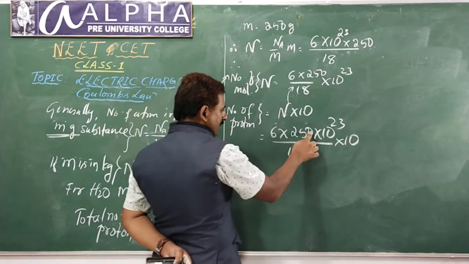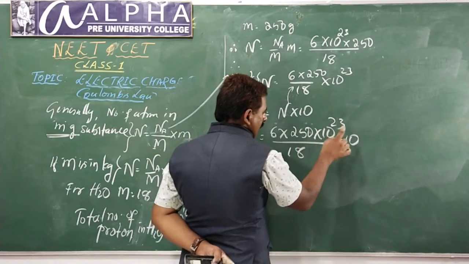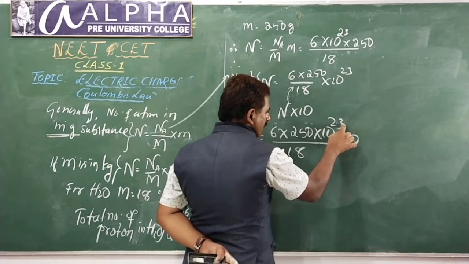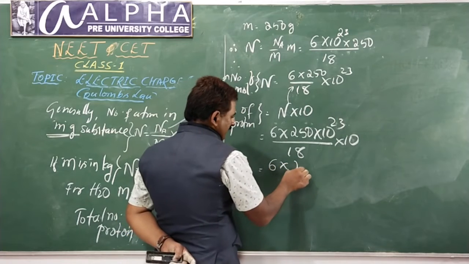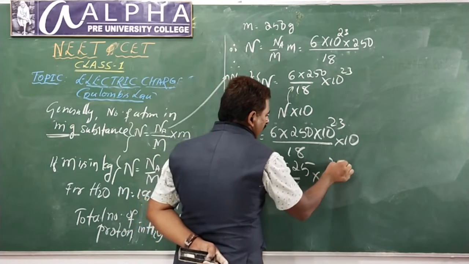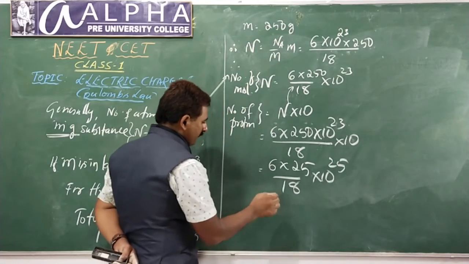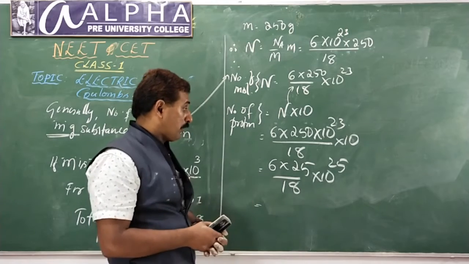You just take these two zeros, this 10 power 1, 10 power 1, 10 power 23. How much? 1, 1, 23, 25. I'll write the rest like this, divided by 18, into 10 to the power 25. That's it. Okay. Now we have to approximate the answer according to the problem.